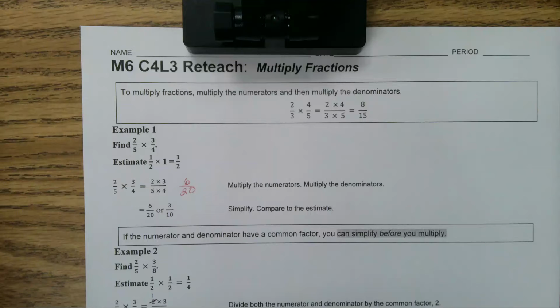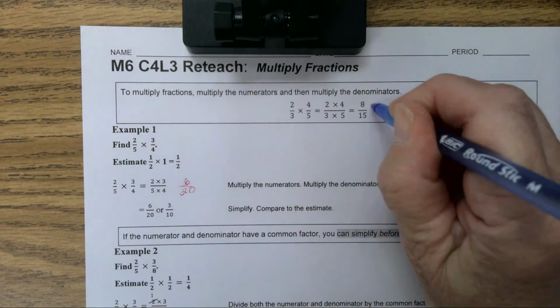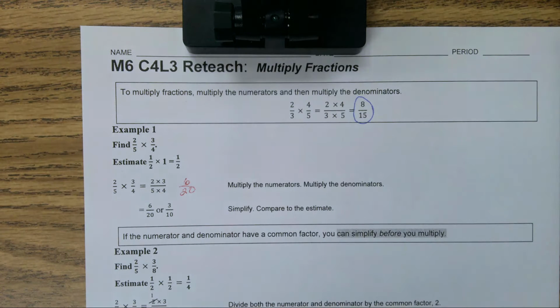Let's look at it. It says to multiply fractions, multiply the numerators, and then multiply the denominators. Here, 2 times 4 is 8, 3 times 5 is 15. Will that simplify? No. It's your final answer. So let's look at the next problem.